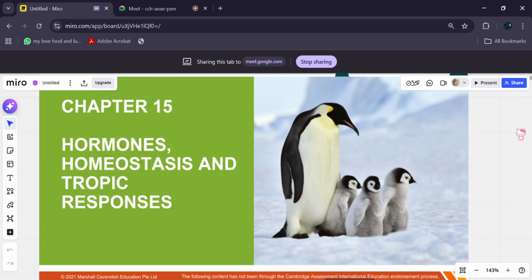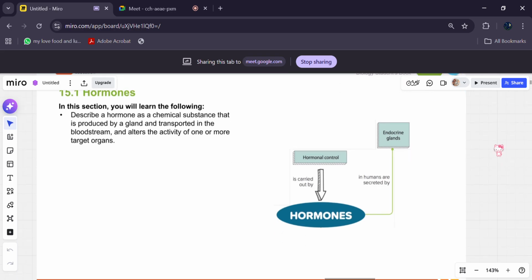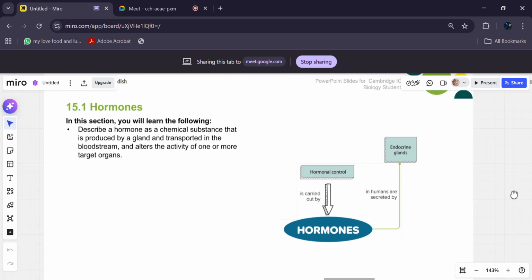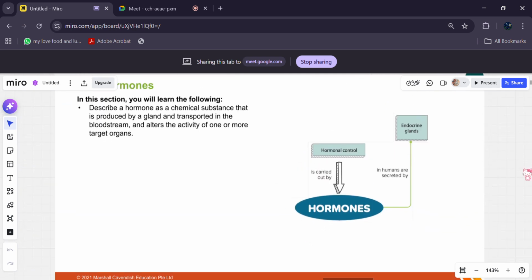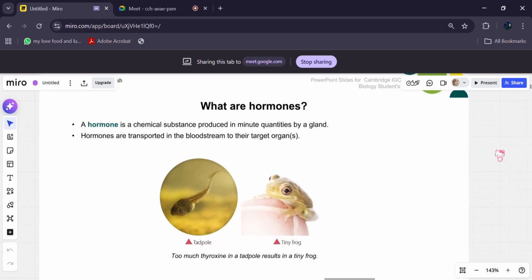Today we'll be learning about IGCSE Biology, Chapter 15, Hormones, Homeostasis, and Tropic Responses. In this section, we will learn about hormones as a chemical substance, what they do, what types of glands produce them, and we'll also learn about homeostasis, what it is, the process, and everything we need to know. So let's begin. To start off with, what are hormones?